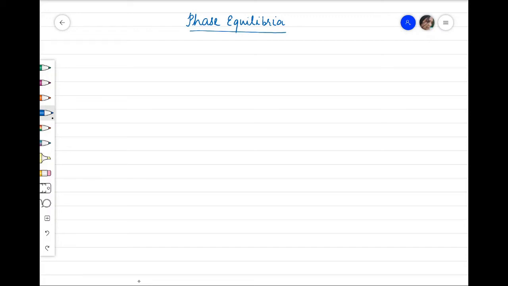Hello, children. So, this is a new topic which is phase equilibrium, or equilibria, we say. Here, what we are actually talking about is equilibrium between the phases.